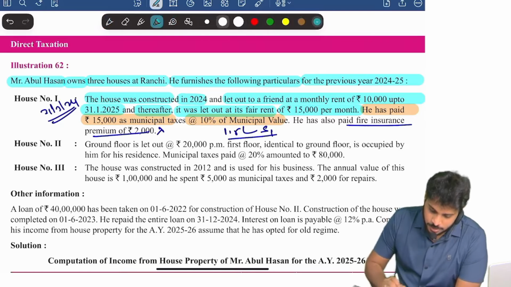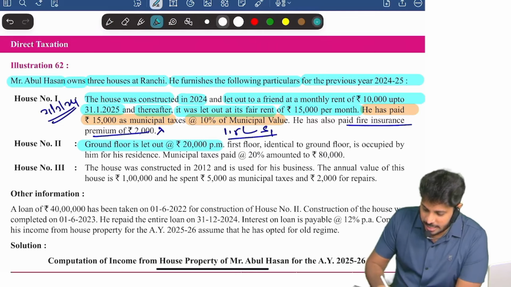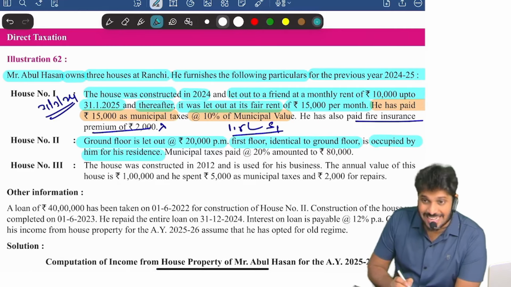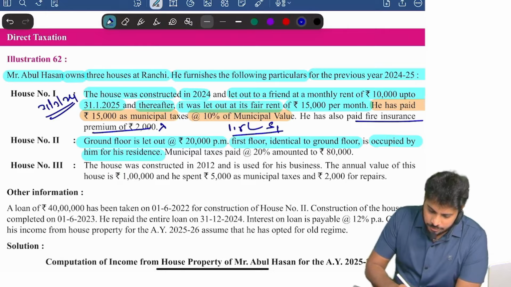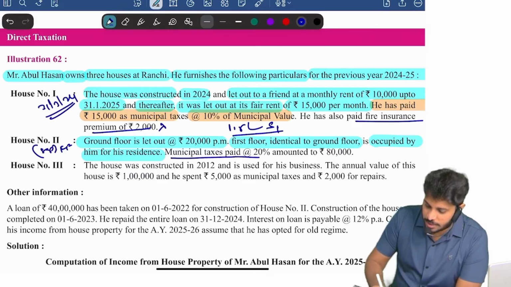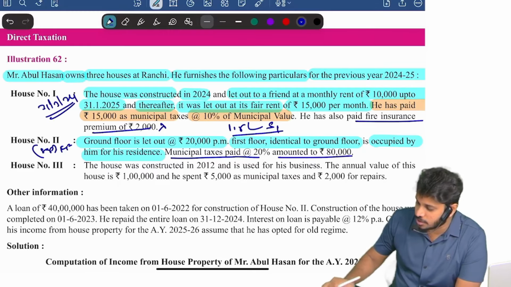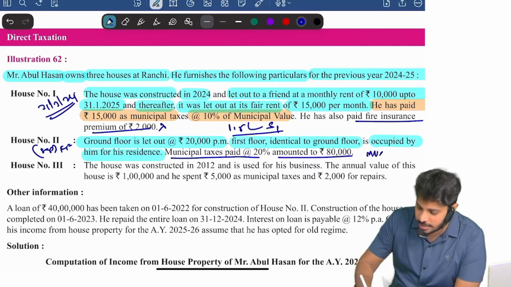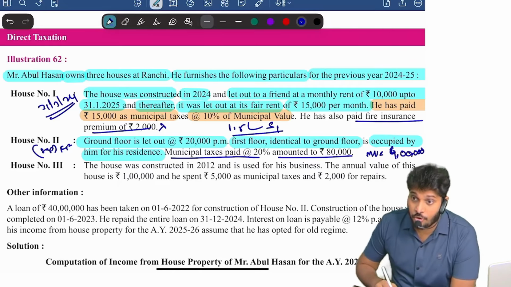House number 2. The ground floor is let out at 20, whereas the first floor, identical to the ground floor, is occupied by him for self-occupied residence. For the first floor, you can take the SOP benefit, no problem. Municipal taxes paid at 20% amounted to 80,000. 80,000 divided by 20%, the municipal value is 4 lakhs. So indirectly the house property municipal value is 4 lakh, for the total house property, not unit 1, unit 2.